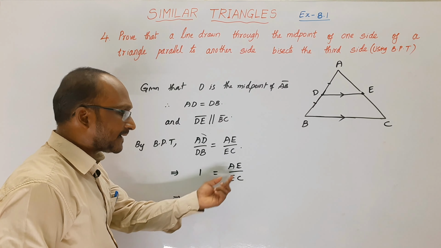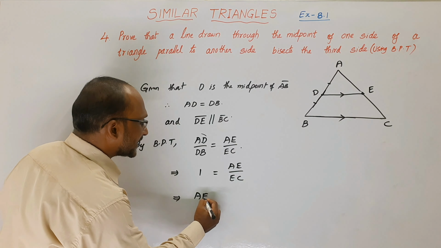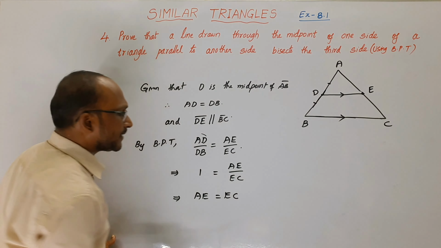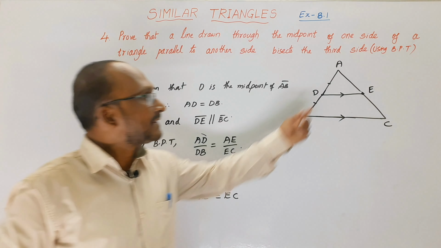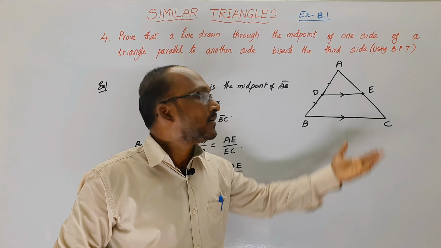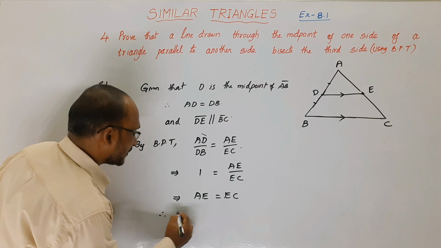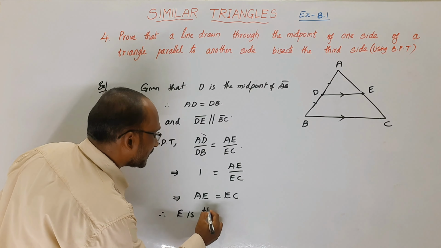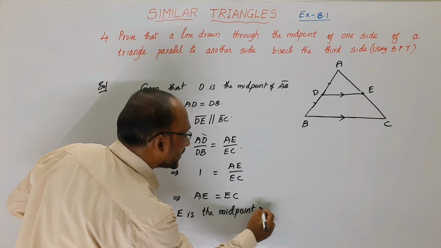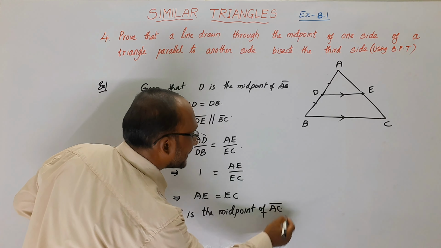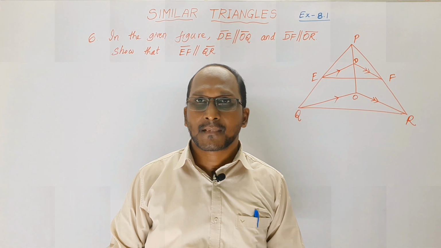And also here we have got that AE by EC is 1. That's why both numerator and denominator must be equal. So we get that AE is equal to EC. As AE and EC are equal, we can say that E is the midpoint of AC. Therefore, E is the midpoint of AC. That we have proved. So it bisects the third side.